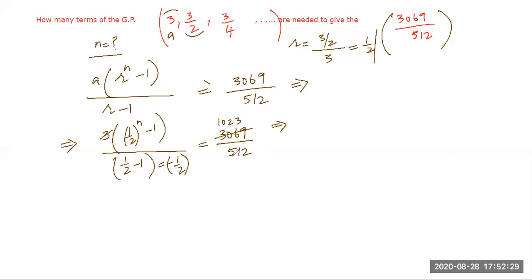So it will be multiplied by 5 by 2. So we will have what? We can also do one thing, that we can cancel minus minus by reversing this. Like it's 1 minus 1 by 2 whole raised to power n. You can do it like this, divided by 1 by 2, becomes a little easier, is equal to 1023 divided by 512.